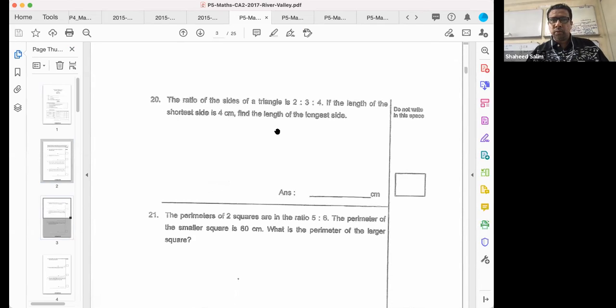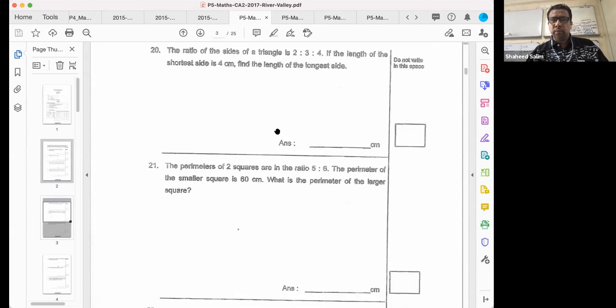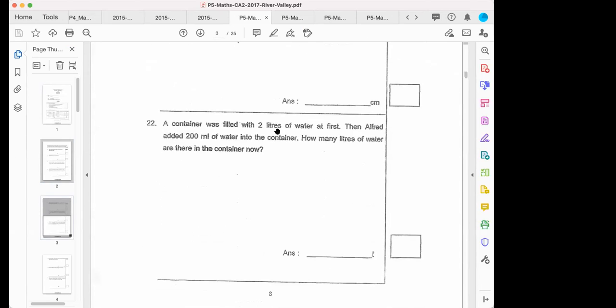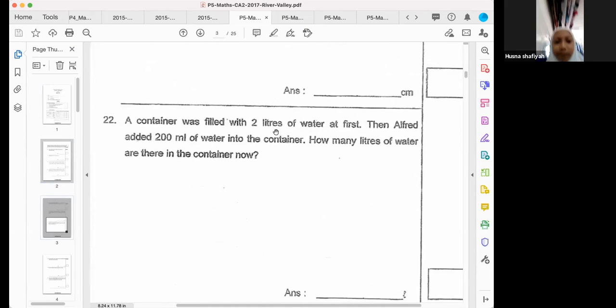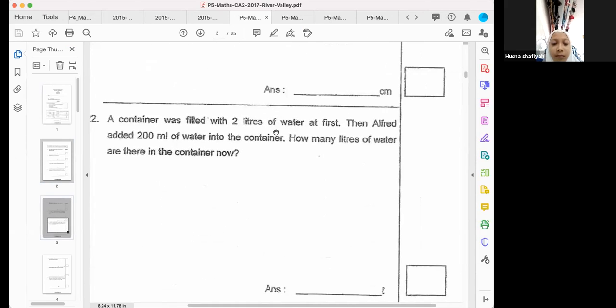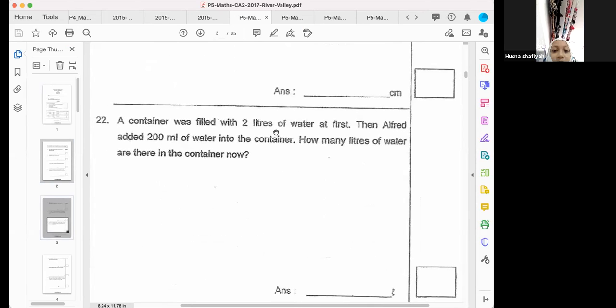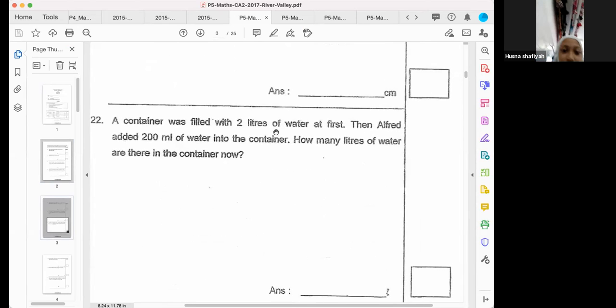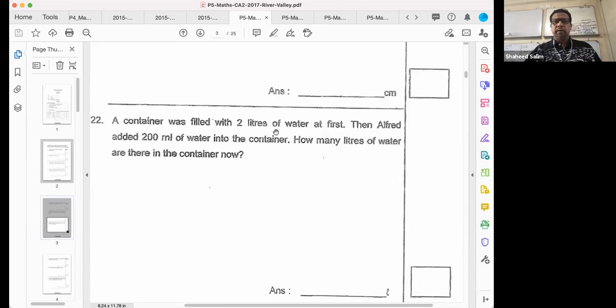It is ratio. Have you done ratio? Let me see. Okay. This is rate. Can you try rate, please? Number 22. Very strange. It's not really rate. It's a conversion.